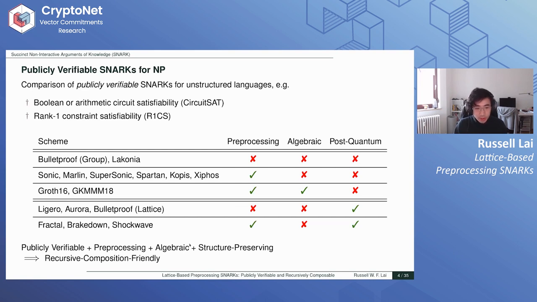The reason why we care about all these properties is because if we have a SNARK that is publicly verifiable, preprocessing, and algebraic, as well as structure preserving, which is an even stronger property than algebraic, which means that the relations checked by the verification algorithm is supported by the SNARK itself, then such a SNARK would be very friendly to recursive composition. Namely, we can prove knowledge of a SNARK proof using the SNARK itself. And this enables very powerful applications such as incremental verifiable computation.